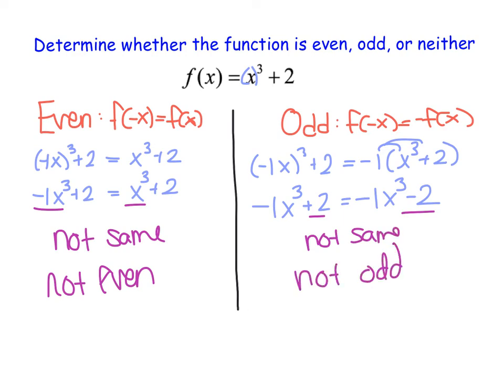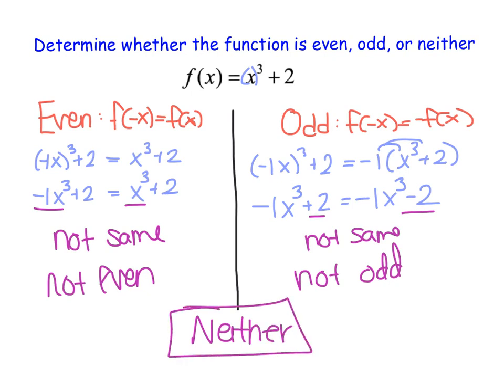So this is telling me that the function does not reflect around the y-axis because it's not even. It also doesn't reflect around the origin because it's not odd. So this is actually a function that is neither even nor odd.